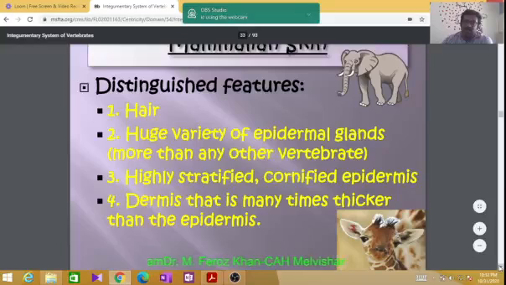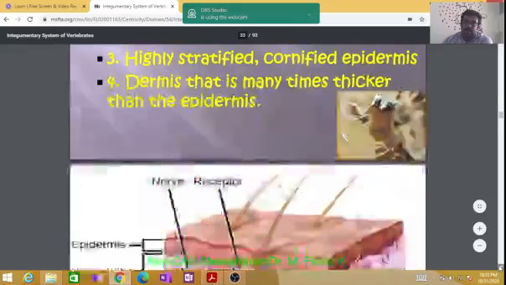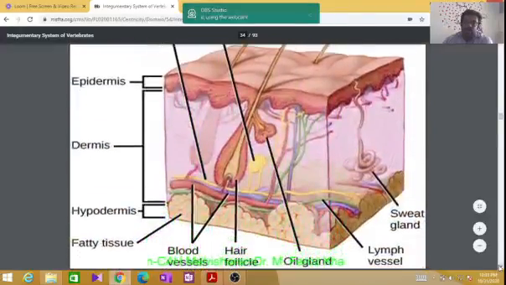Then comes the mammalian skin. What is the specialization of mammalian skin? It has hair, a huge variety of epidermal glands, a highly stratified cornified epidermis, and a dermis that is many times thicker than the epidermis. See the structure of mammalian skin. The sweat gland is seen, the lymph vessel, the oil gland, hair follicle, blood vessels, fatty tissues, hypodermis, and dermis.